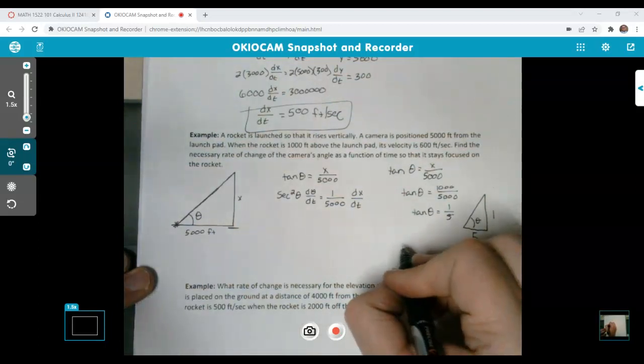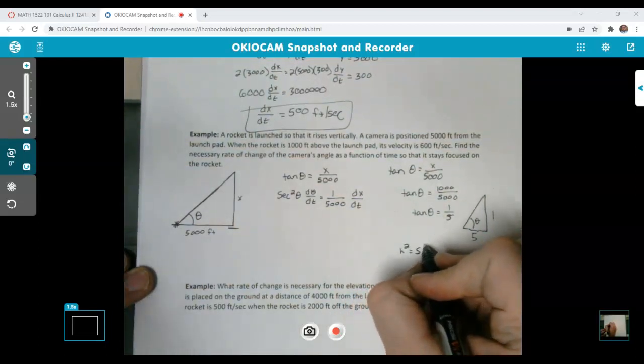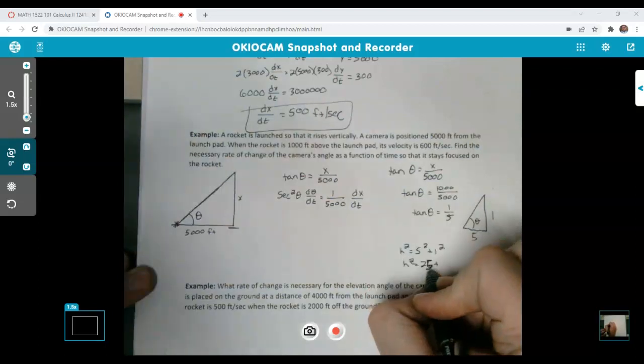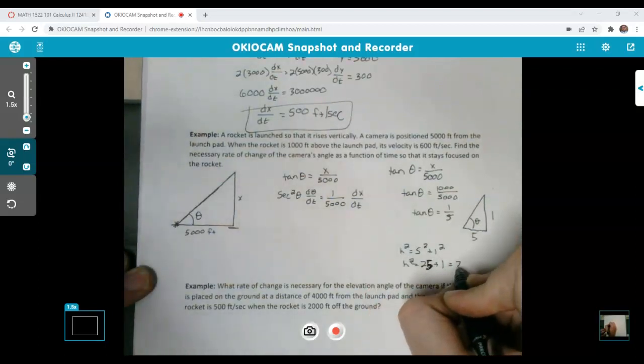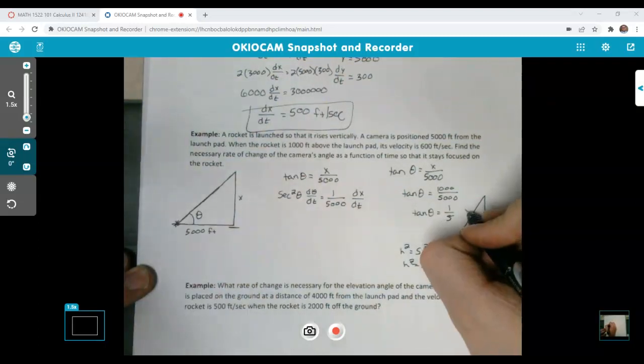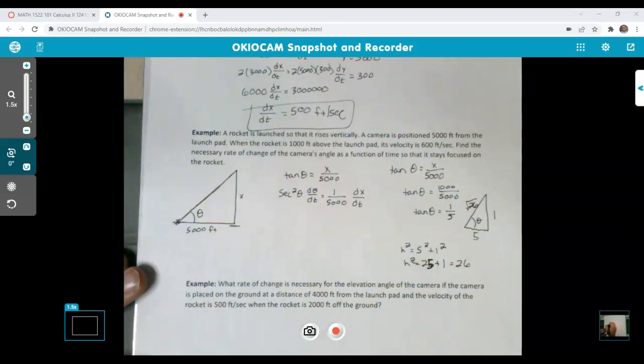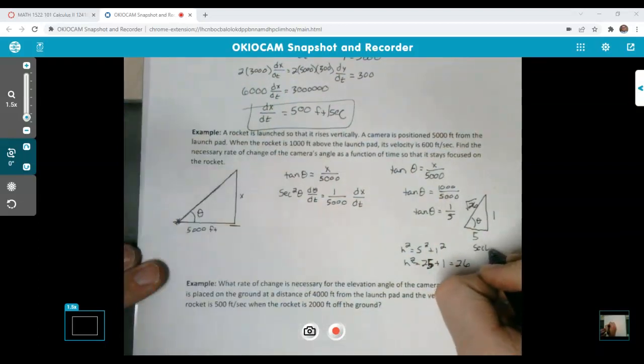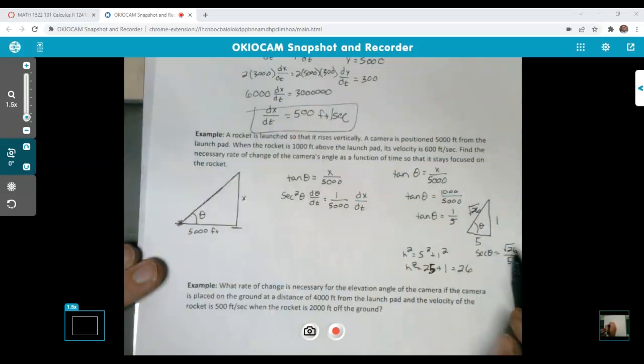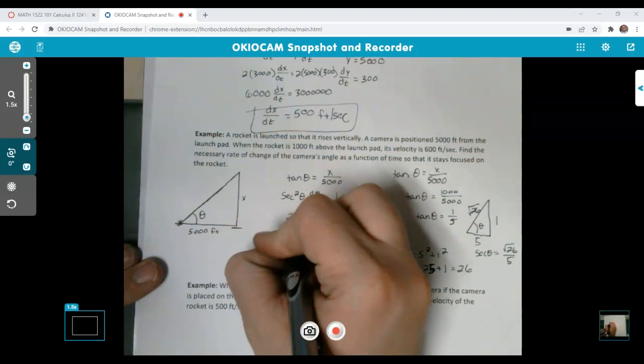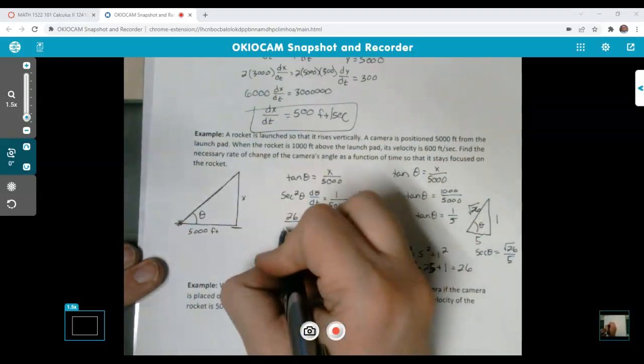To get that, we know the hypotenuse squared is equal to 5 squared plus 1 squared. 5 squared is 25, sorry, I got ahead of myself. 25, 1 squared is 1. So h squared is equal to 26. So the hypotenuse is the square root of 26. So we know the secant of theta is square root of 26 over 5. So since it wants secant squared, I just square that. So secant squared is going to be square root of 26 squared is just 26 over 5 squared is 25.